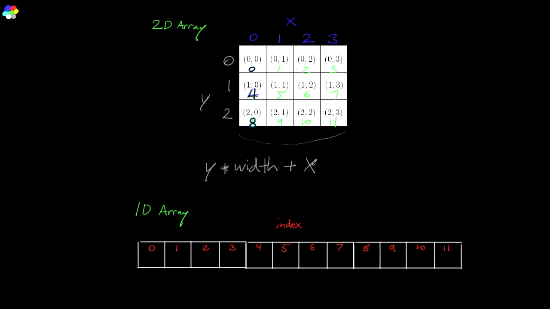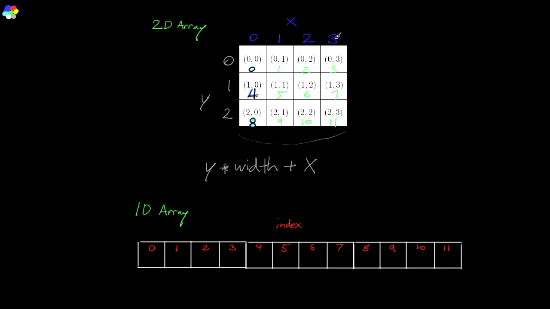If x is 0, that means just add nothing, just take the first element of the row, which is just y times width. But if I want the next element over, I would add 1, x-coordinate of 1. There you go. If I want the x of 3, I would add 3. So you just add the x, which is the offset, into the row.